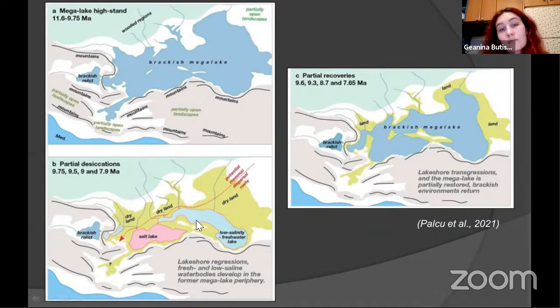Automatically, due to evaporation, some salt started to accumulate also in the basins, and he thinks that actually the Black Sea was a very salty lake.